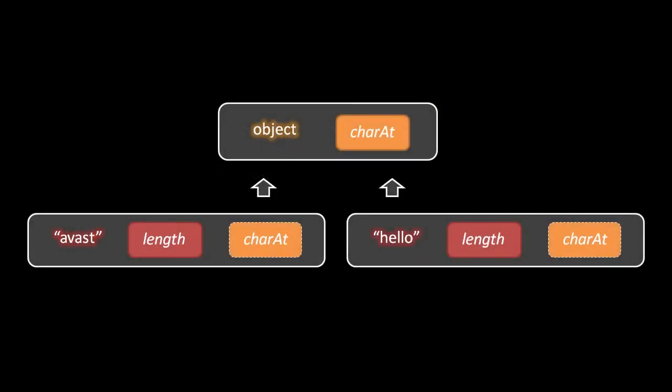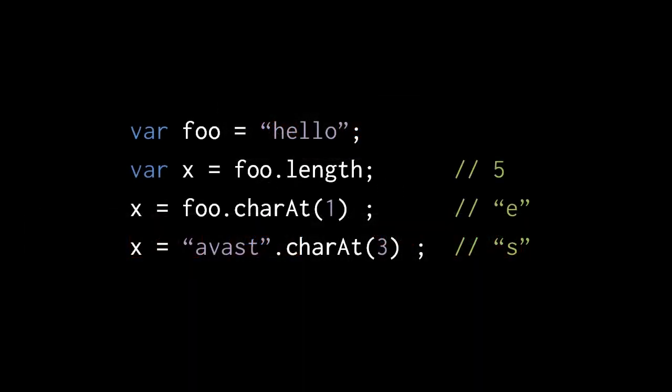Strings do, however, all have a link to another object, a special object which contains methods useful for strings. One such method is charAt, which returns the character of the string at a specified index. When I invoke foo.charAt(1), the method returns a string of one character, the character at index 1 of the string hello, which is the second character, E. Again, the indexes here start from 0, such that 0 is the first character in the string. In the last line, when I invoke charAt on the string avast with an argument 3, the method returns the character S, the fourth character of the string avast.